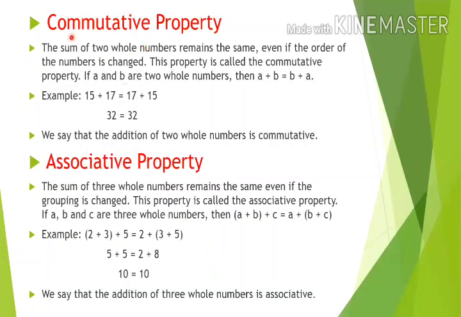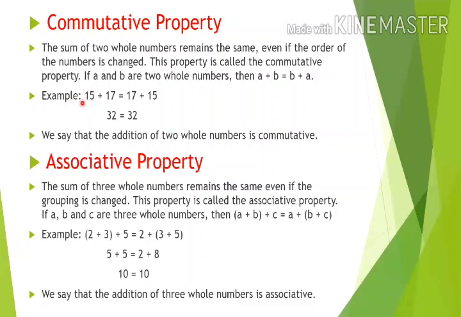Now the second property is the commutative property. This says that the sum of two whole numbers remains the same even if the order of the numbers is changed. This is called a commutative property. For example, if A and B are two whole numbers, then A plus B is equal to B plus A.